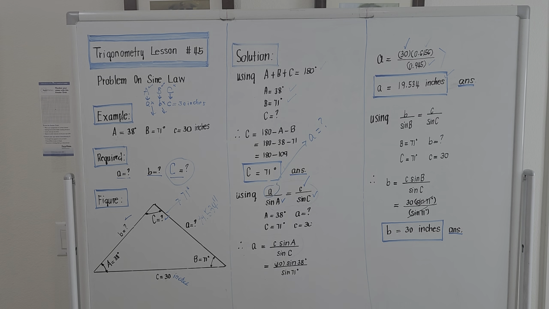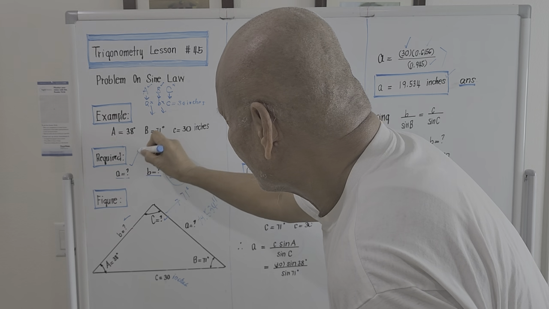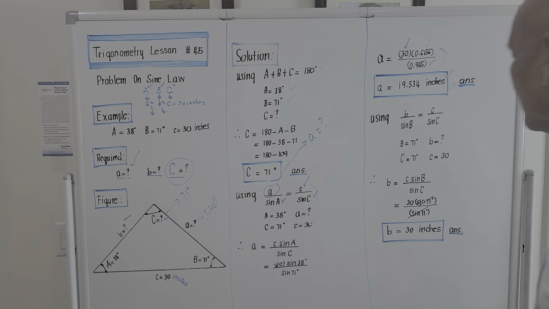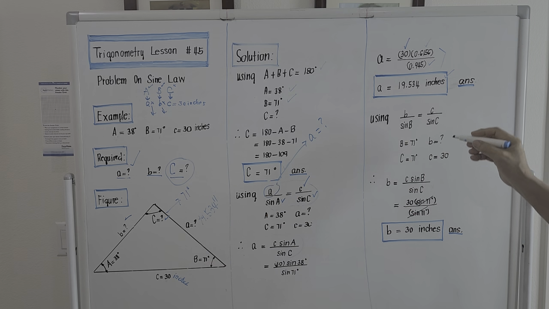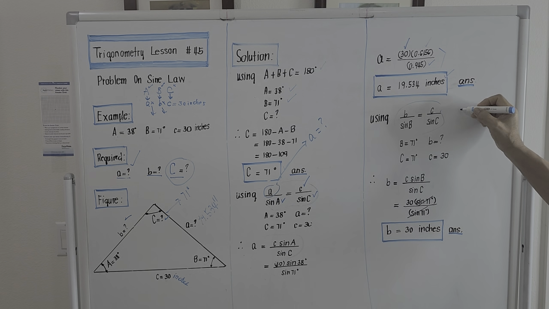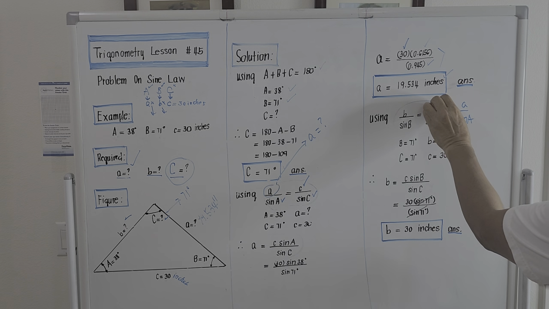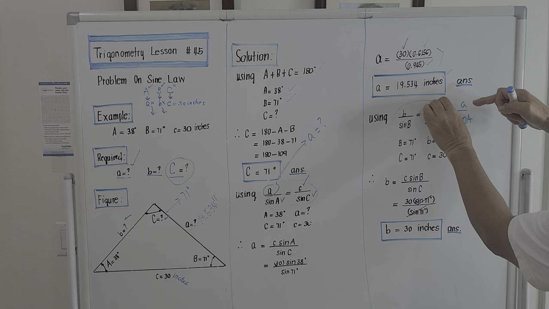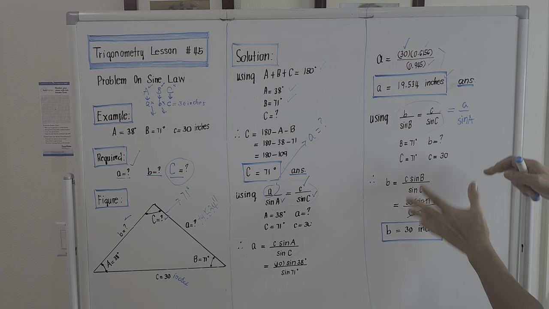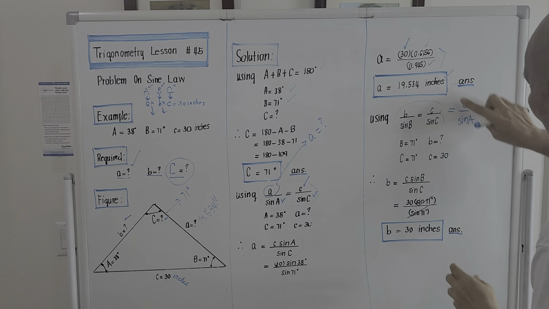To compute the other unknown, we have computed side A already. So the last remaining unknown is side B. Going back to the sine law equation, that is B over sine B equal to C over sine C, we can use this one. But if you would like to use the other one, that is A over sine A, there's no problem. So you can use B over sine B or C or A over sine A. But in here, I prefer C over sine C. So I will erase this one.